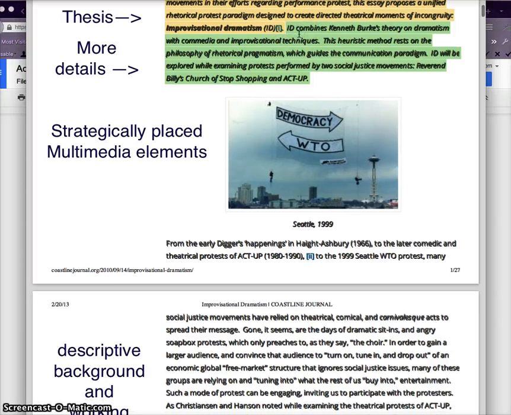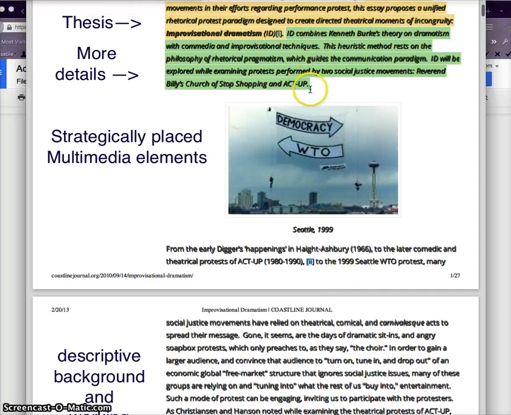So I say ID combines Kenneth Burke's theory on dramatism with commedia and improvisational techniques. This heuristic method rests on the philosophy of rhetorical pragmatism, which guides the communication paradigm. ID will be explored while examining protests performed by two social justice movements, Reverend Billy's Church to Stop Shopping and Act Up. So this kind of gives you some background information.